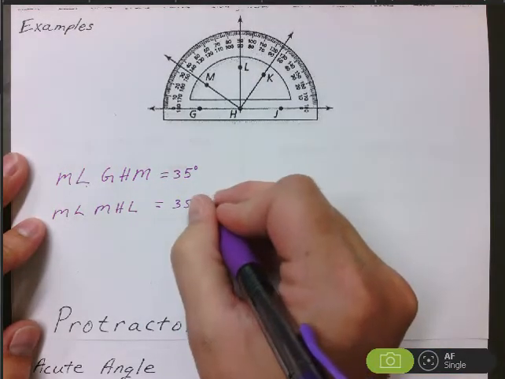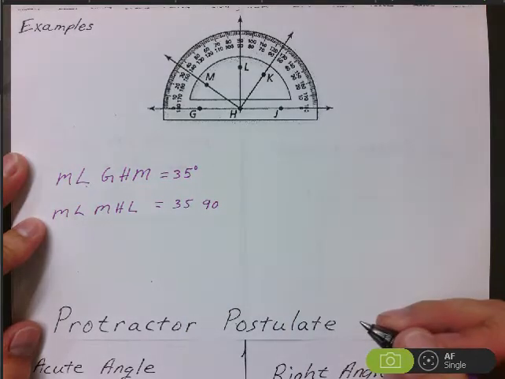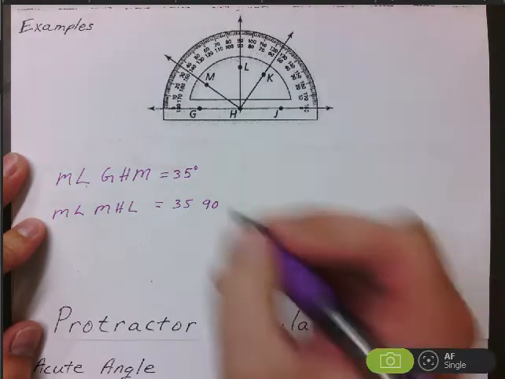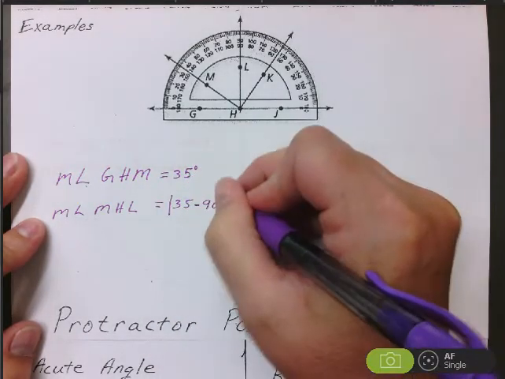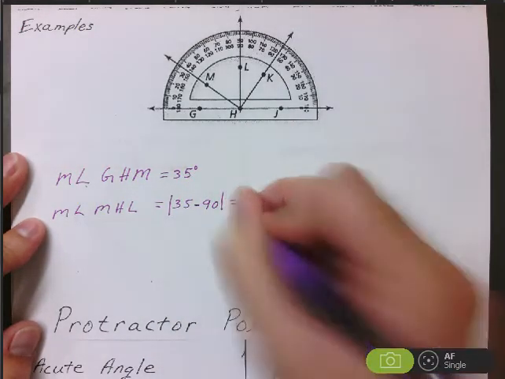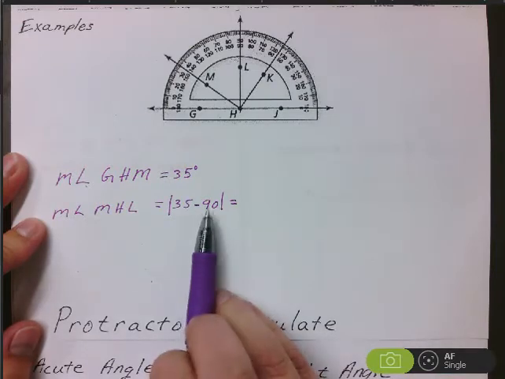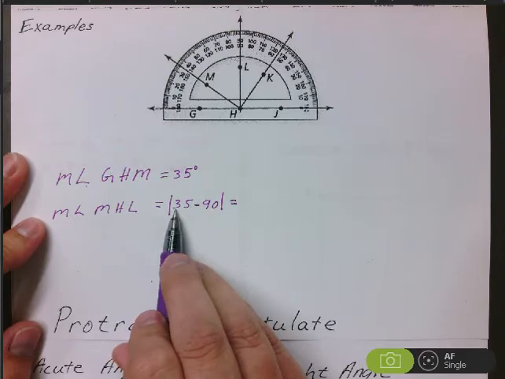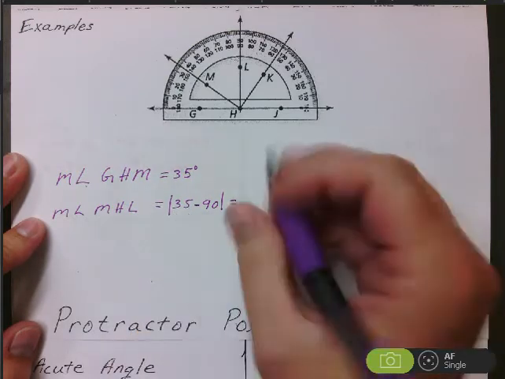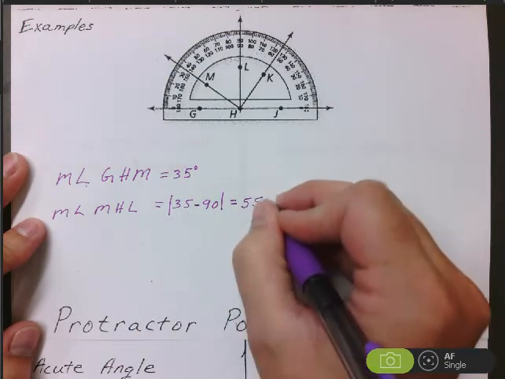That hits at 90. And remember, I said it's similar to our ruler postulate because we can take the difference between those two numbers and find the absolute value of that, and that's going to give us the measure of that angle. So 90 minus 35. So 90 minus 30 would be 60, and take more away, that's 55 degrees.